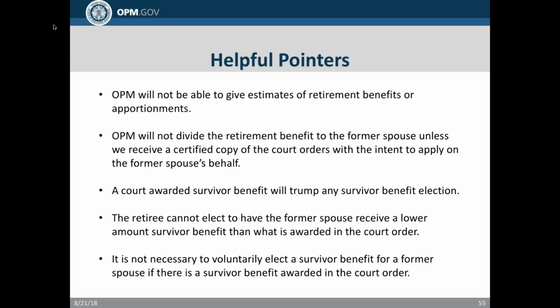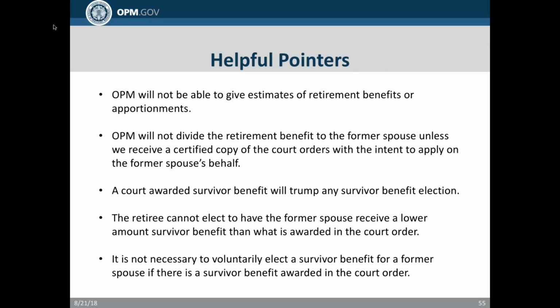OPM will not divide the retirement benefit to the former spouse unless we receive a certified copy of the court order with the intent to apply on the former spouse's behalf. A court-awarded survivor benefit will trump any survivor benefit election. So even on the application, if the retiree elects not to give the former spouse anything, of course we have to go by what's in the court order.